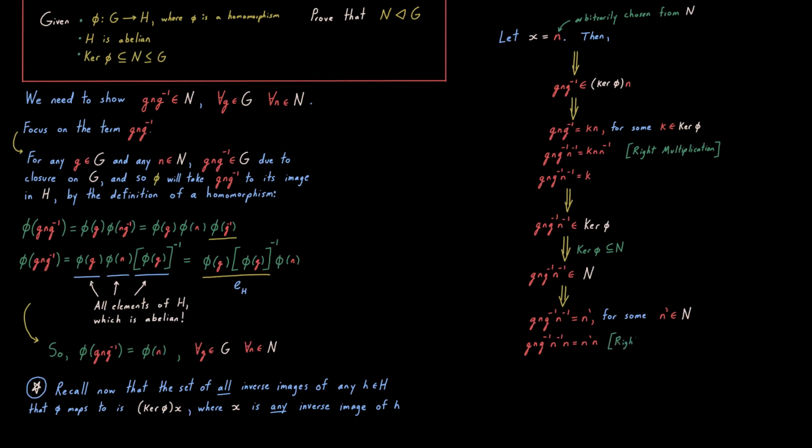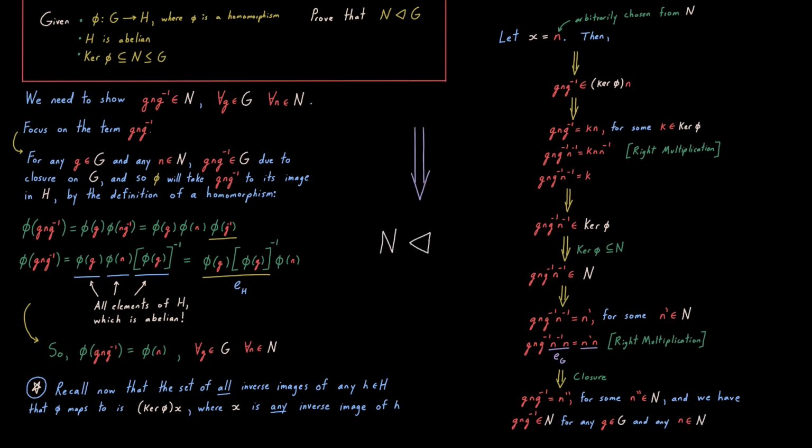And now a little right side multiplication once again, just by n. The last two terms on the left side multiply to the identity element of G, and due to closure, n prime times n is some n double prime, where n double prime is just some element in capital N, and we have proven that normality obtains. N is a normal subgroup of G.